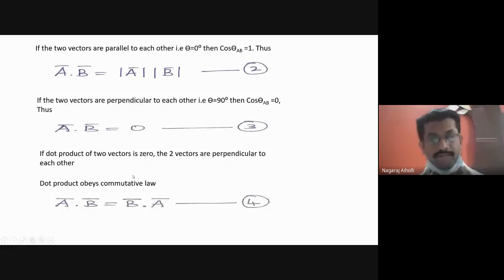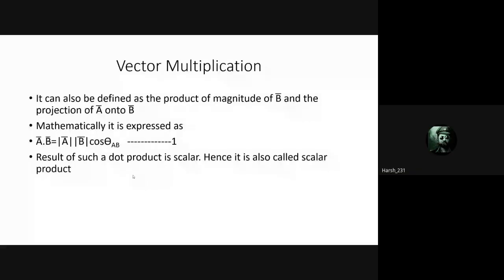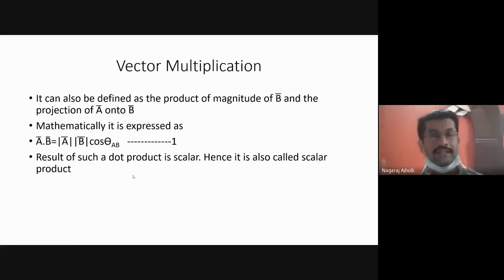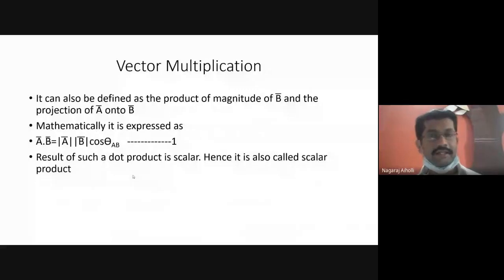Then one more point is whether the dot product is commutative or not. Can you give a thought on it? Is commutativity possible with the dot product? What is the commutative law in algebra? A into B equals B into A. Exactly. So can this law of algebra hold good for the dot product? A bar dot B bar, can it be the same as B bar dot A bar? Yes, it holds good.